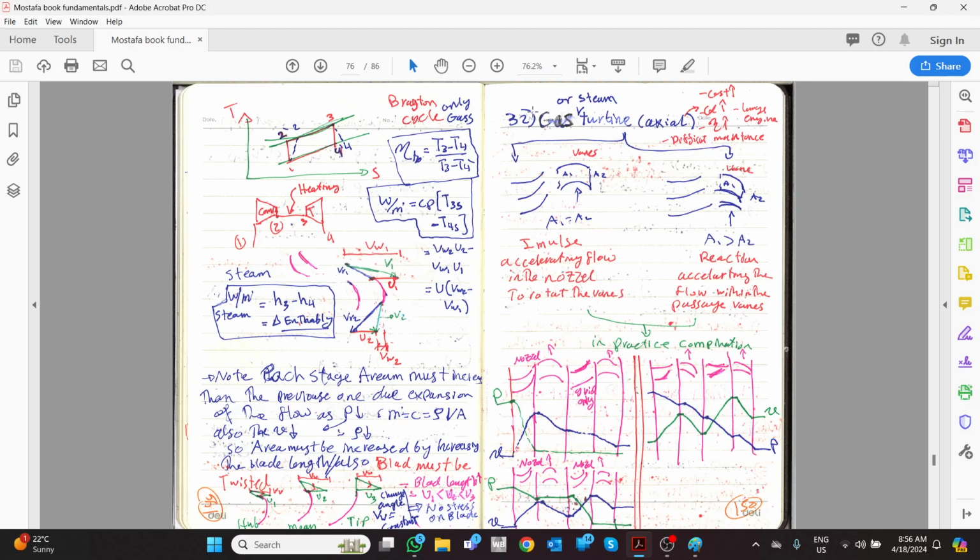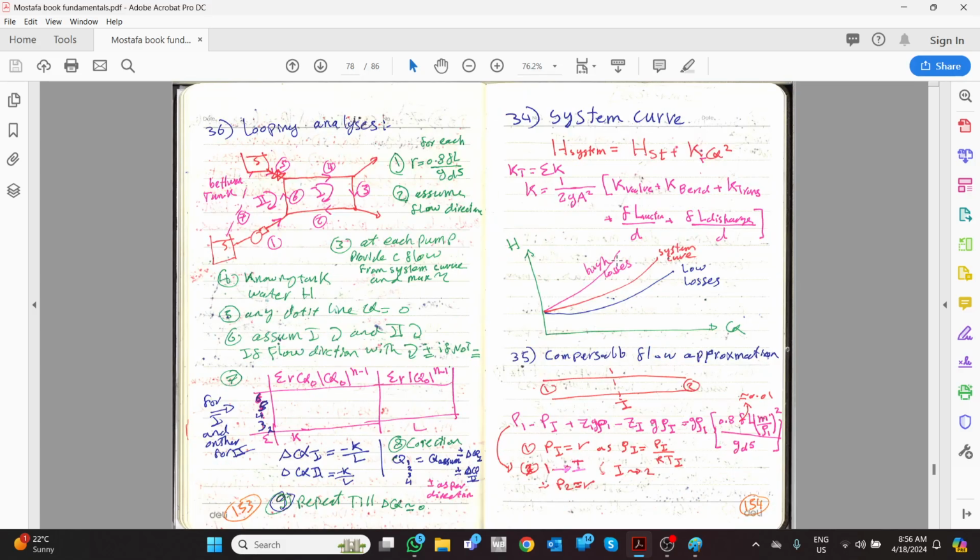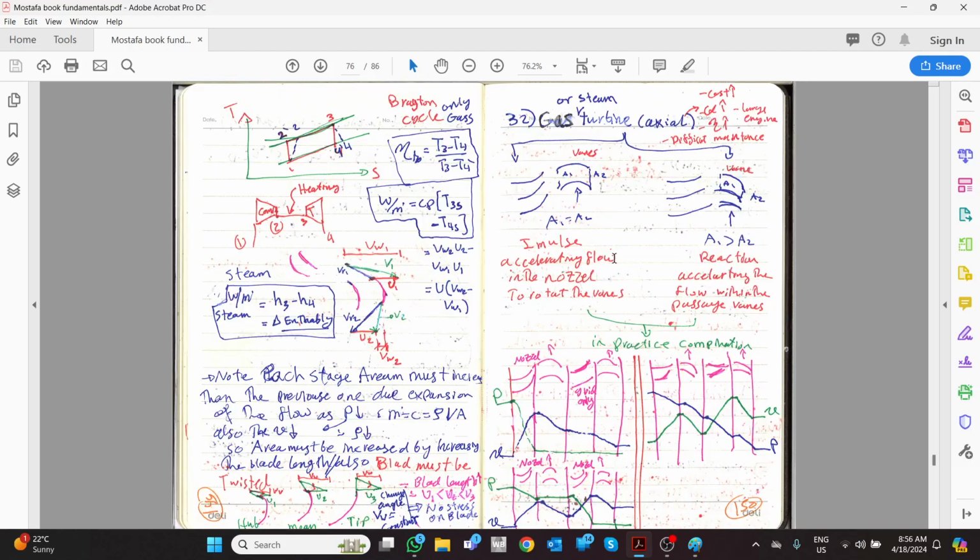Later we're going to continue with the gas and steam turbine with all its significance, and we're going to know the difference between the impulse and the reaction. Then we'll open another subject later.